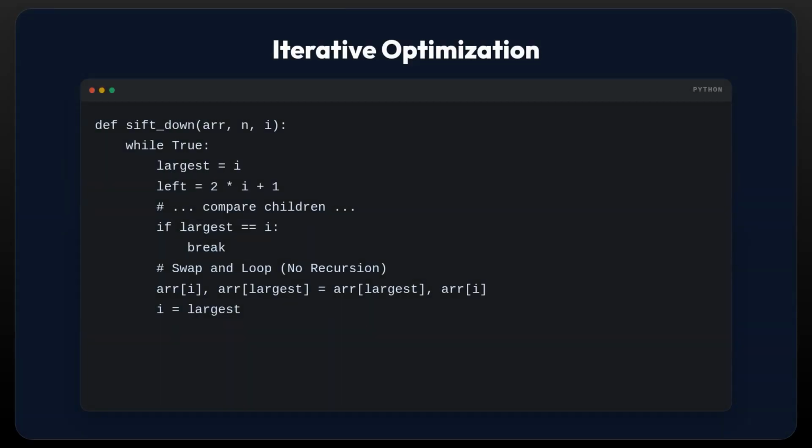Standard recursion uses stack memory. To keep Heapsort strictly O(1) space, we use tail call optimization. We convert the recursion into a simple while loop. This ensures our memory footprint remains constant, no matter how huge the dataset becomes.